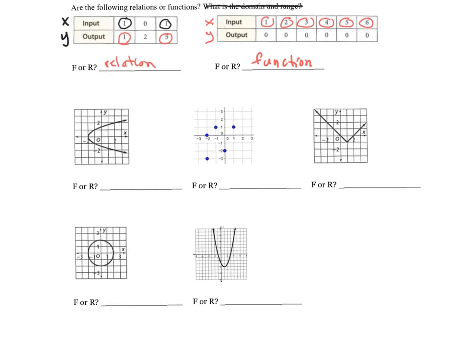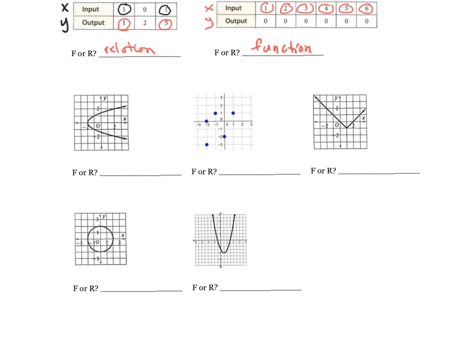Moving down, here are some graphs of relations, and we're going to see if we can say they are functions. So on this first example, this is where we'll use the vertical line test. Draw a vertical line through the graph, and that's a straight up and down line. If that vertical line touches the graph 2 or more times, then we cannot say that that's a function. We'd say that that's a relation.